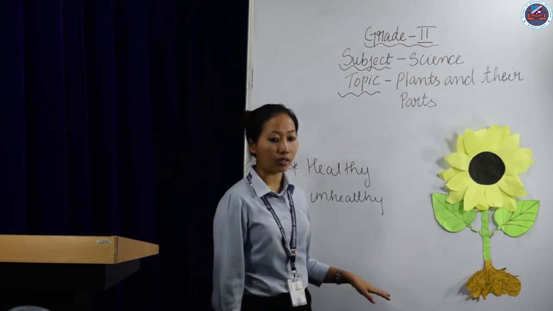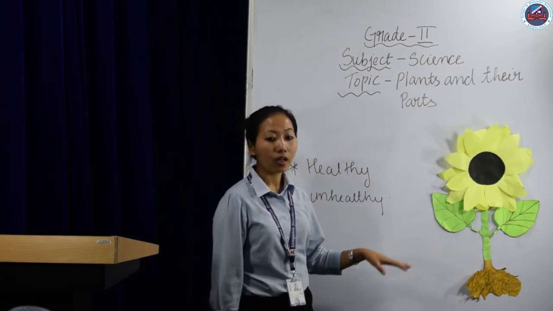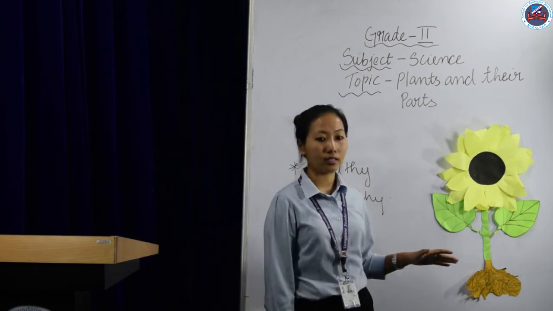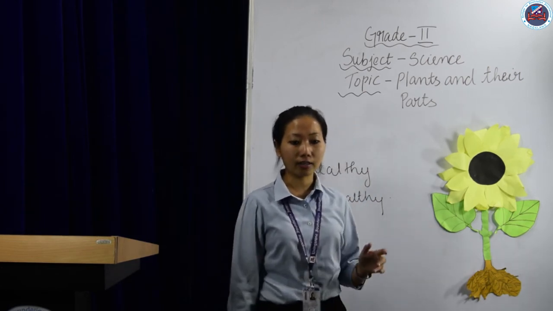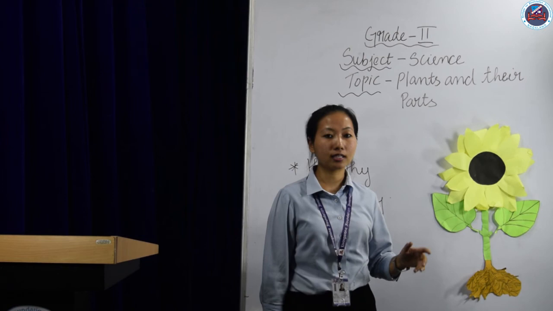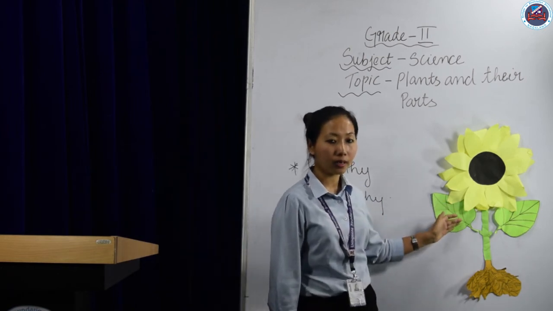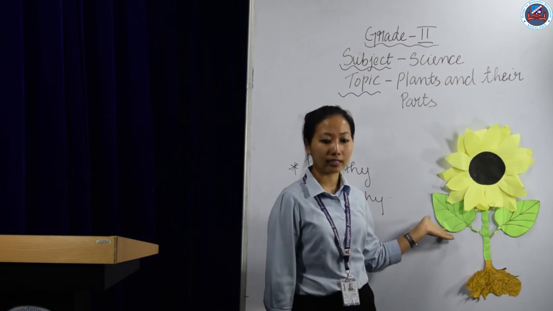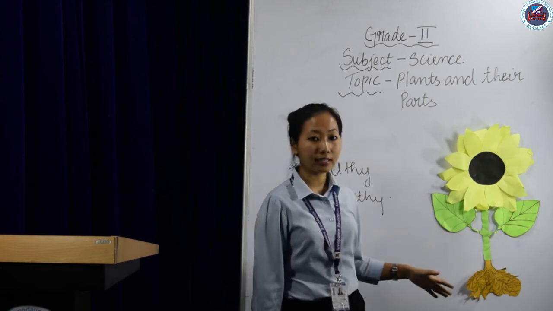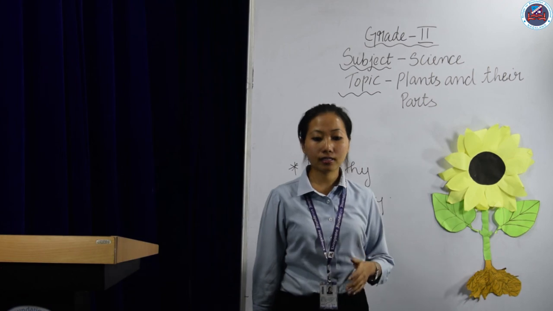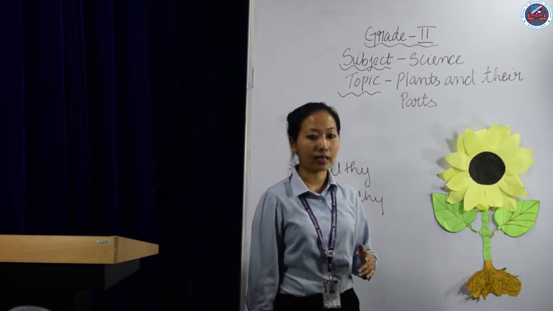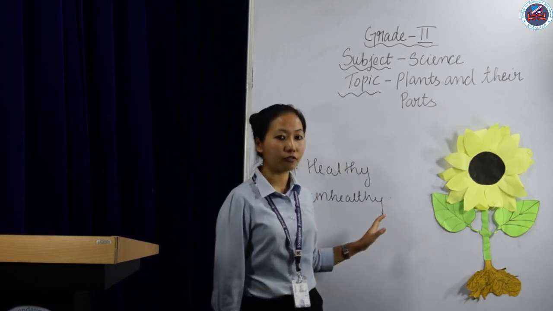Now the second one is the rust disease. This rust disease is caused by fungi and fungal parasites. It causes the leaves to have orange or yellow spots or streaks on the undersides. It affects trees, grasses, shrubs, etc. So this is all about this topic.